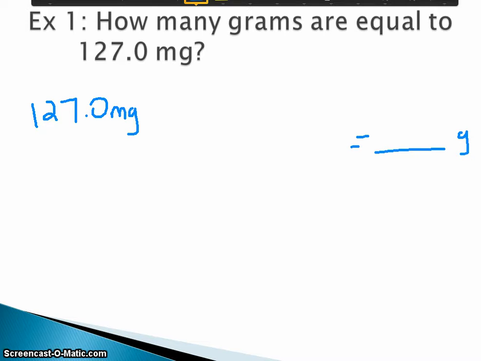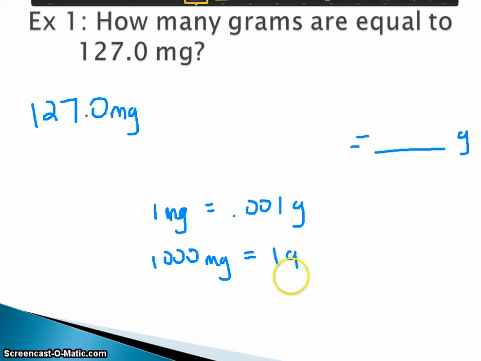Now, according to the previous slide, when we're looking at the prefixes, we've got 127 milligrams. We know that a milligram is 0.001 gram. Another way we can look at this is 1,000 milligrams is equal to 1 gram. And it might be easier to work with counting zeros when you're doing metric to metric conversions, and you'll see as we set this up.